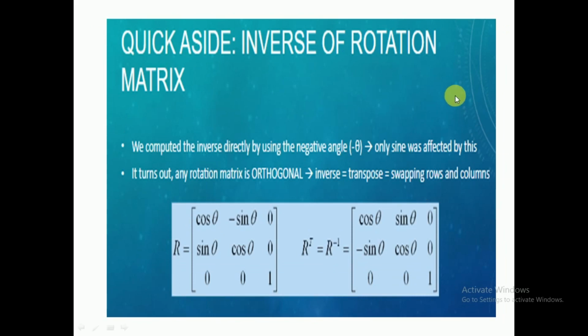Then the inverse rotation matrix. As I told, for the inverse rotation matrix, we compute the inverse directly by using the negative angle, that is minus theta. Only the sign was affected by this. Already I told in the previous slide, the original rotation matrix is this. In the inverse matrix, only the sign of this sin theta will move from this to this. That we have done here. That is the inverse rotation.